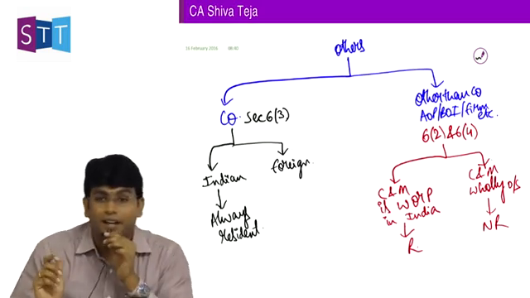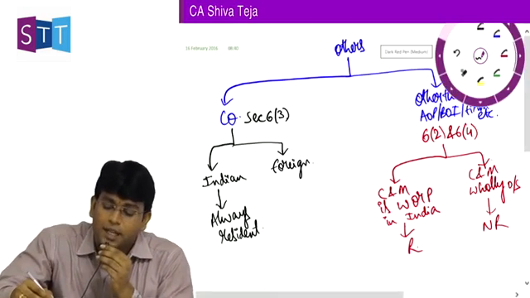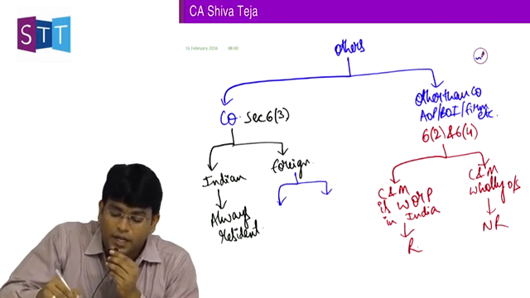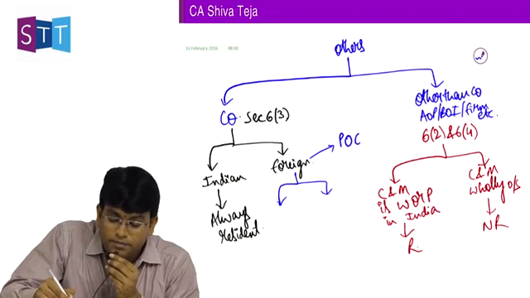Clear? Everyone? Next. For foreign companies, we look at something like this. For foreign company, we look at a concept named POEM.